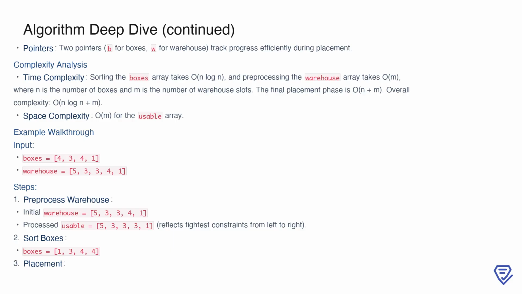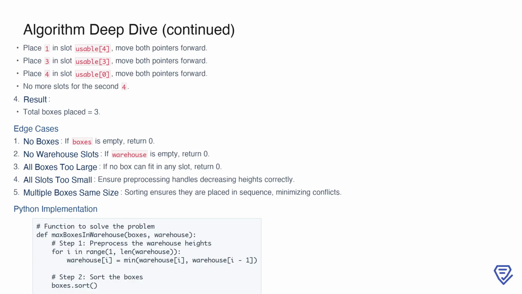Next, we sort the boxes array, which gives us boxes equals 1, 3, 4, 4. With these preparations complete, we move to placing the boxes. To place the boxes, we begin with the smallest box, which is 1. This fits in the last slot of the usable array, so we place it there and move both pointers forward.